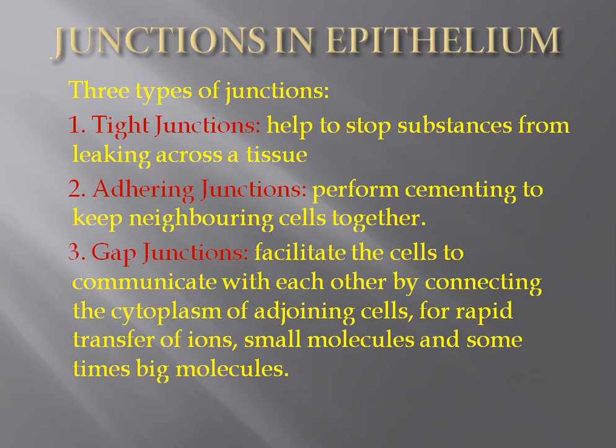Junctions in epithelium. There are three types of junctions in epithelial tissue. First one is tight junctions. They help to stop substances from leaking across a tissue. Second is adhering junctions. They perform cementing to keep neighboring cells together.